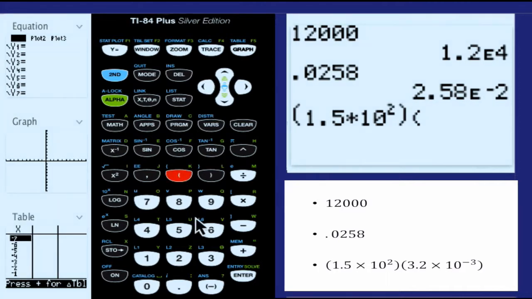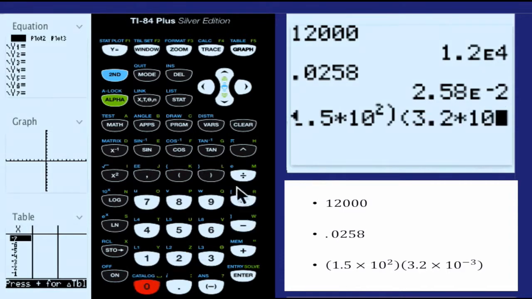So we're going to type in 3.2, so 3 decimal point 2, and then times 10 to the negative third. So times 10, so 1, 0, and now we do have to use this exponent button because the shortcut button over here where it says x squared is only when it's squared. Any other power you have to use the exponent button.